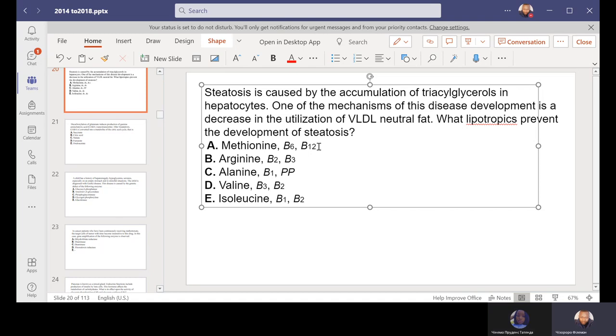Okay, so how do I explain this? All right, steatosis is the presence of fats, right? It's caused by accumulation of triglycerides in the hepatocyte. One of the mechanisms of this development is decrease in utilization of VLDL, right? VLDL is another lipoprotein. What lipotropics prevent development of it? Here the answer is methionine, vitamin B6, the pyridoxine, and vitamin B12, the cyanocobalamin, right?